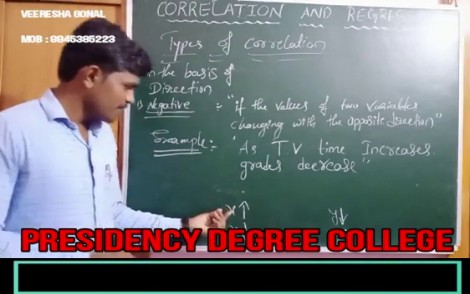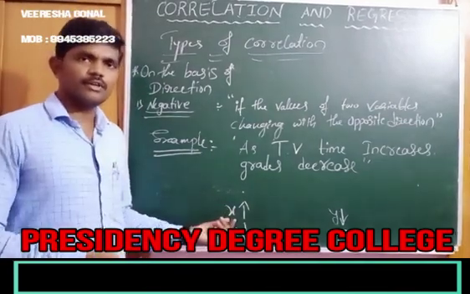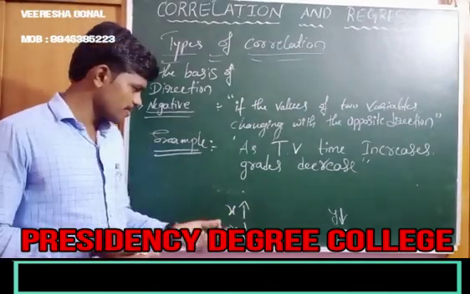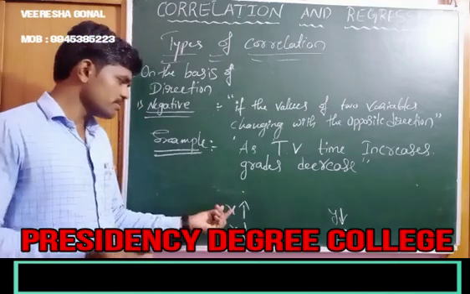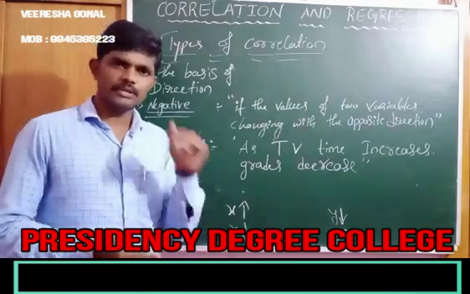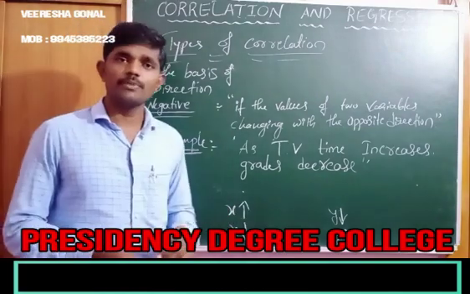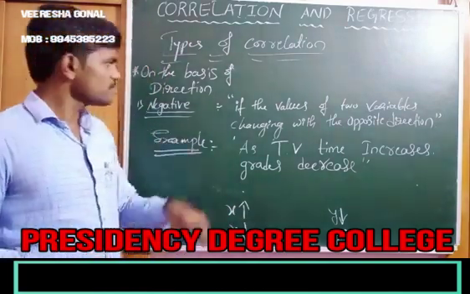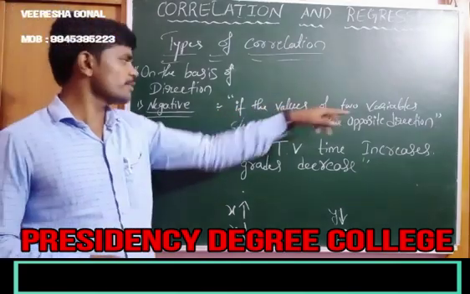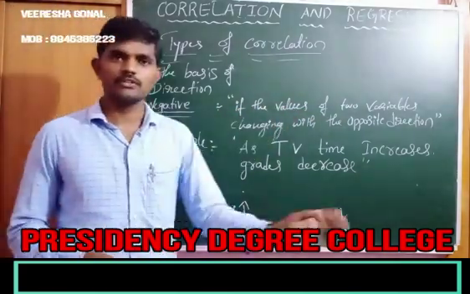See here, for the X variable, we have so many examples. We are considering two variables. X will increase and Y will decrease, or X will decrease and Y will increase. That's why I say that if the values of the two variables are changing in opposite directions, it is negative correlation.